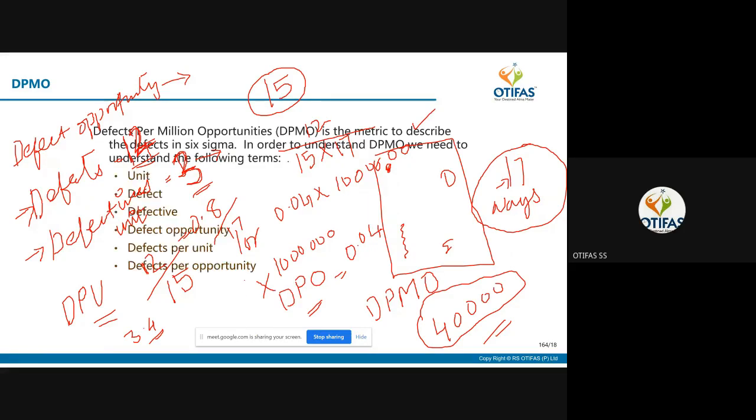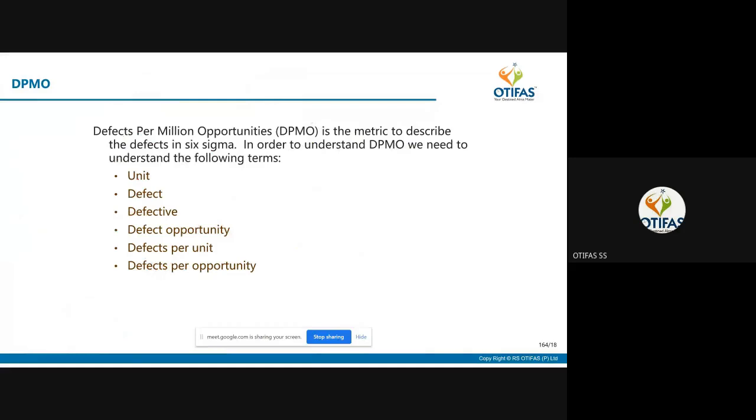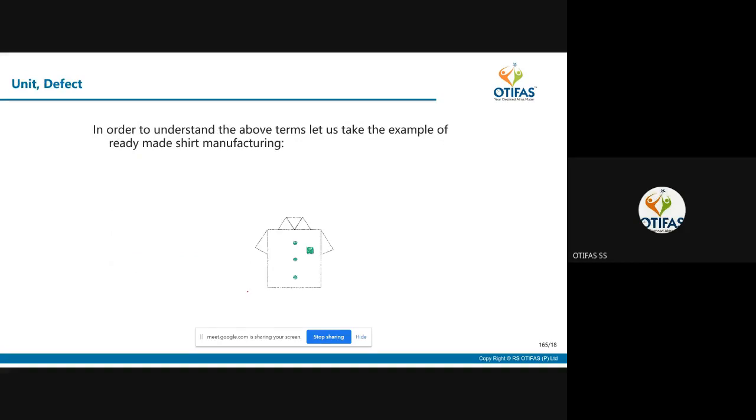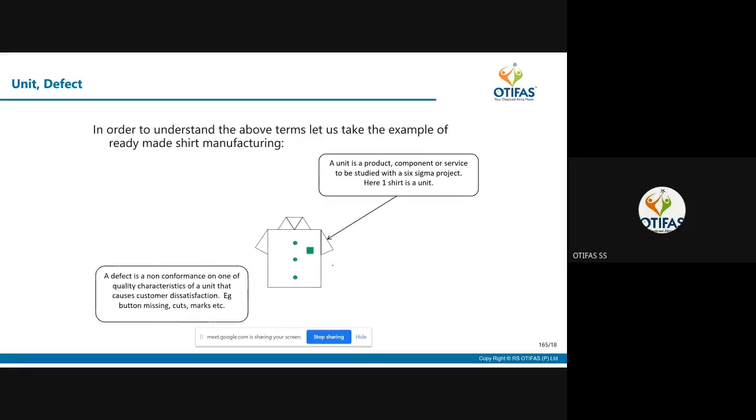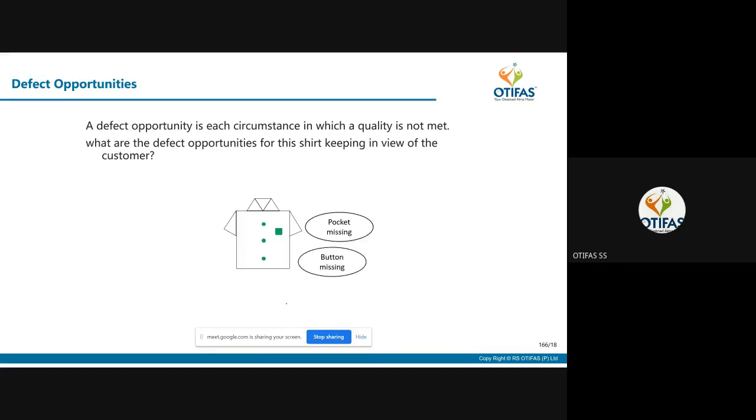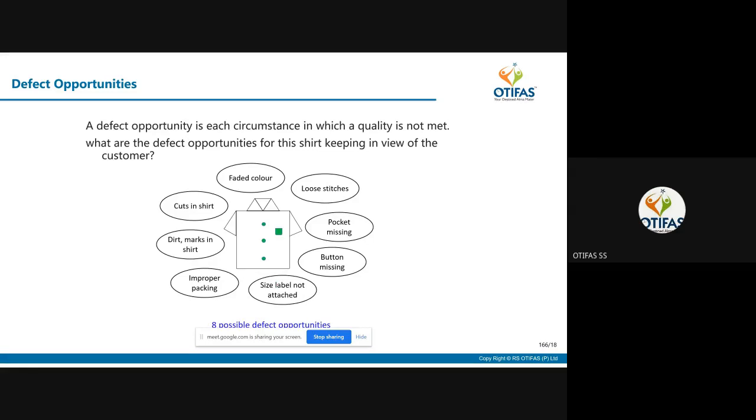Okay, now let's see. So you understood what is the unit, defect, defective, defect opportunity, defects per unit, defects per opportunity. Have you all understood? Now, same example in a similar way: there is a shirt. Now this shirt can go wrong in 8 different ways. So these are all opportunities, 8 possible defect opportunities.